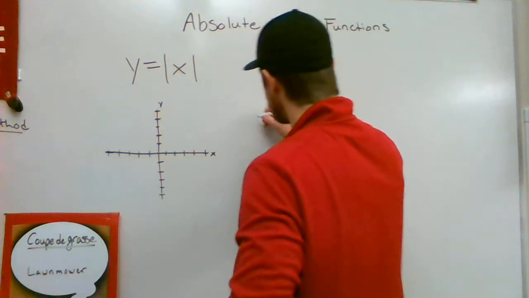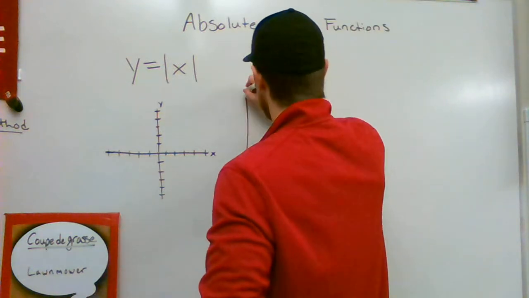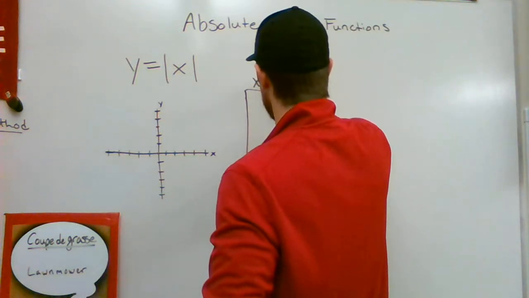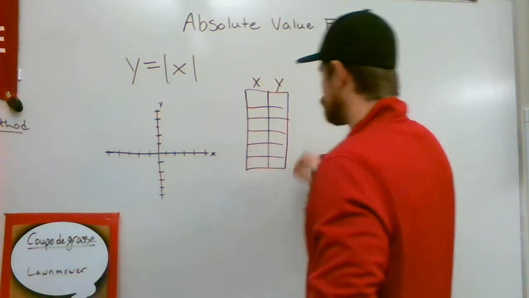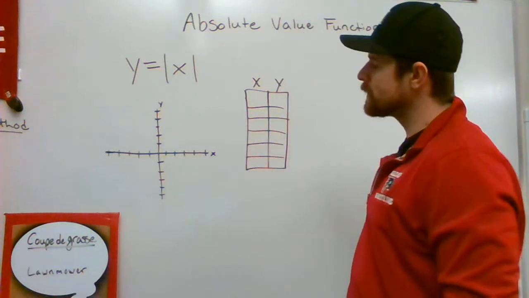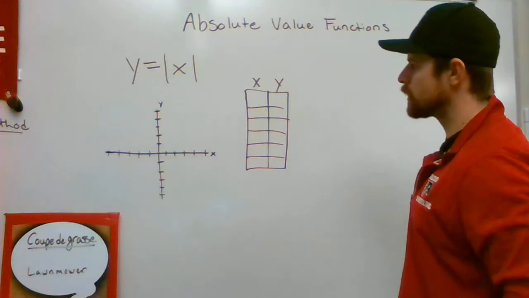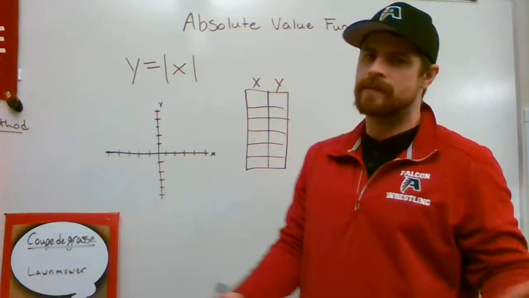But for right now, let's make a table. Table of values, our x and our y values. Let's list out some numbers, and let's see through math what that image would look like. Okay, so on a coordinate grid, if I were to pick numbers, I'm going to pick both positive and negatives.